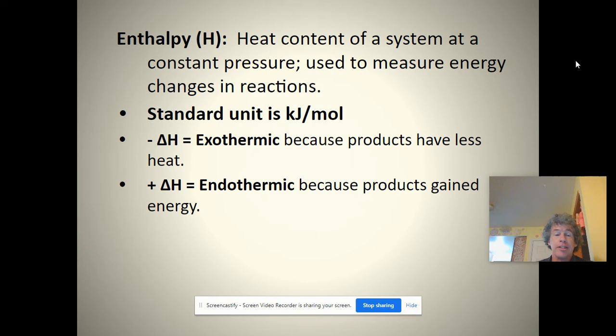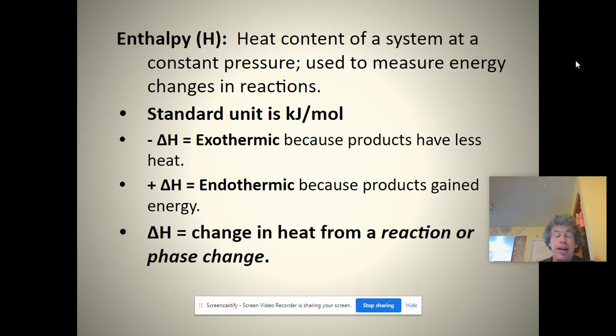And then plus delta H is endothermic. Energy is being brought into the substances, and you've gained energy. So the products have more energy stored within them than the reactants. And delta H is the change in heat from a reaction or a phase change. In this case, we're going to be actually talking about reactions.